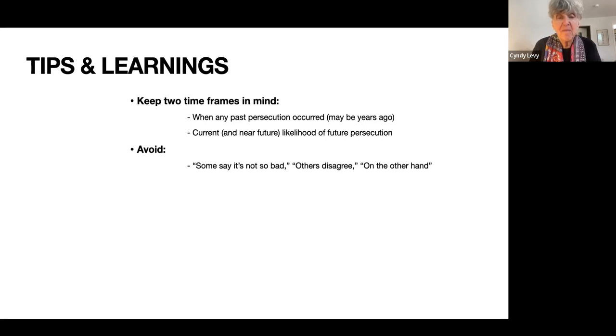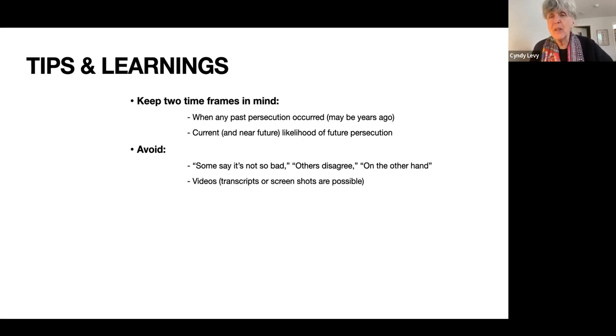Avoid anything that's contradictory. So you may find the perfect quote in a very credible article, but if the next line or next paragraph begins, "some say it's not so bad," or "others disagree," or "in other parts of the country," you do not want to be handing contradictory evidence to the other side.